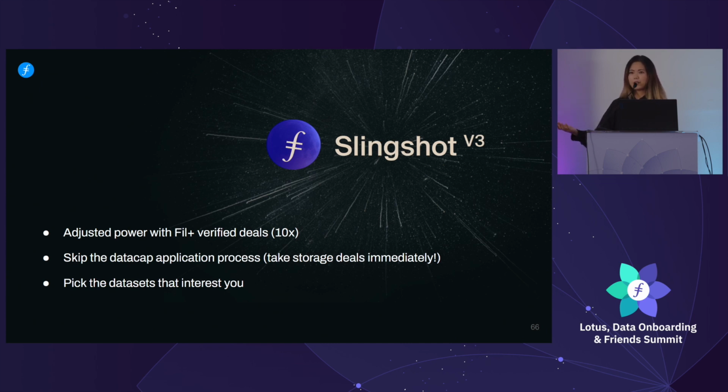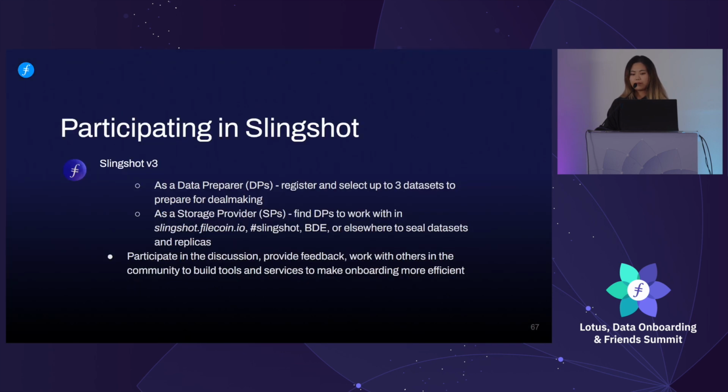So as the SP, you come to Moonlanding and you can participate in Slingshot. We'll teach you how to do that. It's really like a hand-holding program if you are new to the ecosystem. And you can take storage deals immediately, and these are verified deals. You get 10x the miner power. And on top of that, you can also pick what data sets interest you. So as a data preparer, you can register and select up to 3 data sets.